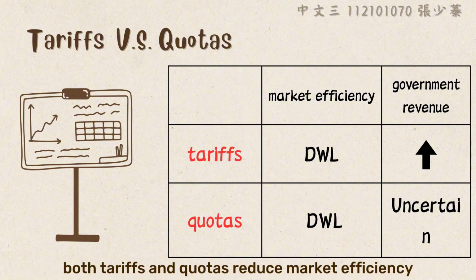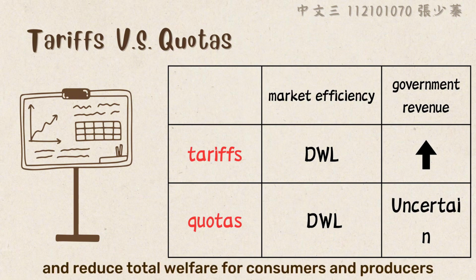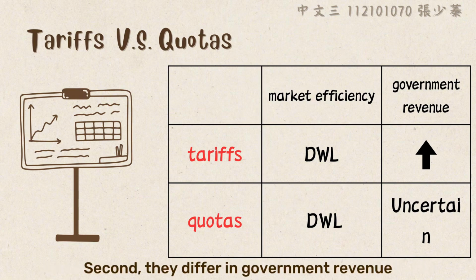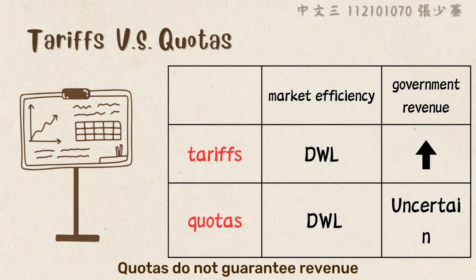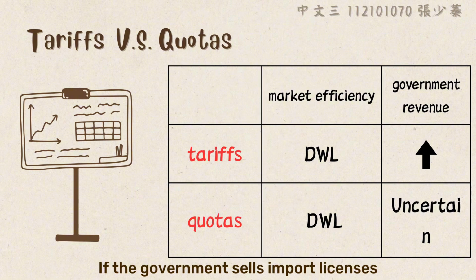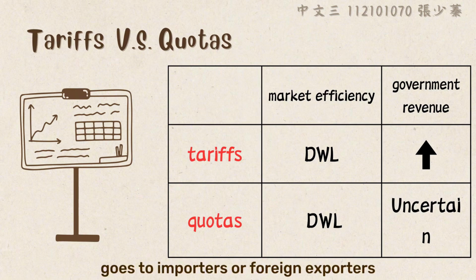How do these 2 policies differ in their impact on market efficiency and government revenue? First, both tariffs and quotas reduce market efficiency because they can create deadweight loss. They restrict trade, increase price, and reduce total welfare for consumers and producers. Second, they differ in government revenue. Tariffs generate government revenue because the government collects the tax on each imported good. Quotas do not guarantee revenue. If the government sells import licenses, it may earn money. But if licenses are given for free, then the extra profits, called quota rents, go to importers or foreign exporters instead of the government.